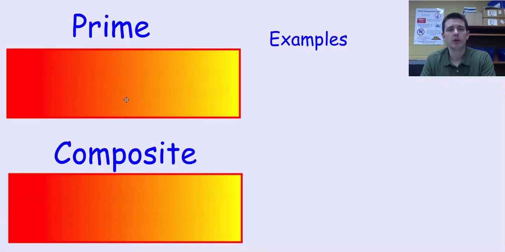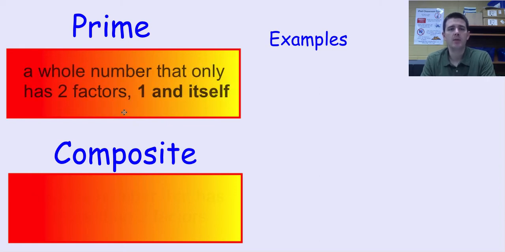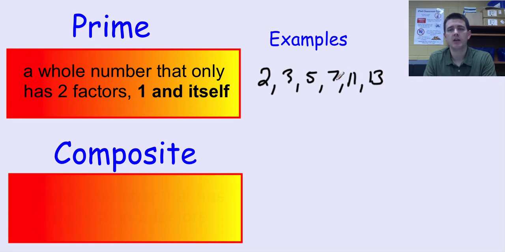A couple more vocabulary terms for us. These we should be familiar with. First is a prime number. A prime number is a whole number that has only two factors, one and itself, meaning the only thing I can multiply together to get that number is 1 times the number itself. So some examples would be the number 2, or 3, or 5, 7, 11, 13. If you think about it, the only thing I could find and multiply together to get 5 is 1 times 5, or 1 times 11 to get 11. Those are the only things I can come up with, so they're prime numbers.